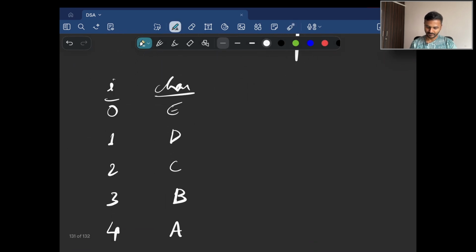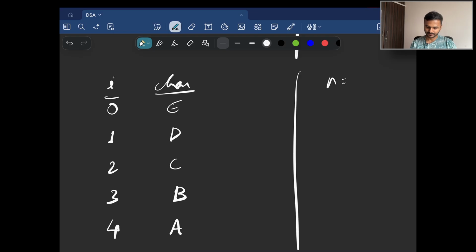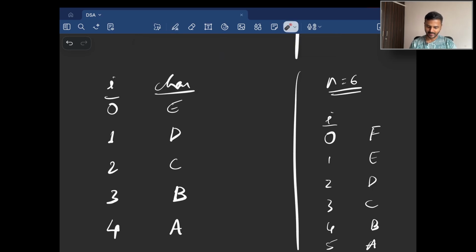What I mean is, if n was 6 instead, what would have happened is when i is 0, the character that we would have printed would have been F, right? And then for 0, 1, 2, 3, 4, and 5, we would have printed F, and then E, D, C, B, and A, right? So when I say when i is 0, we need to print E, I mean that in that case, the value of n is 5, right?